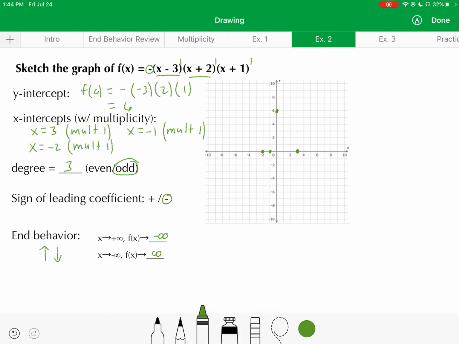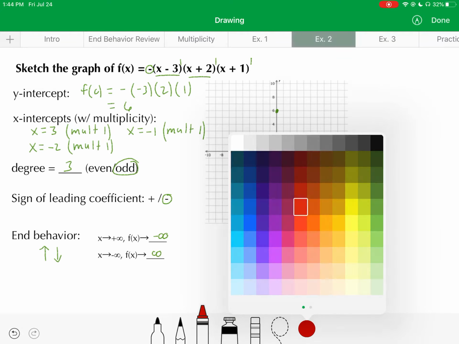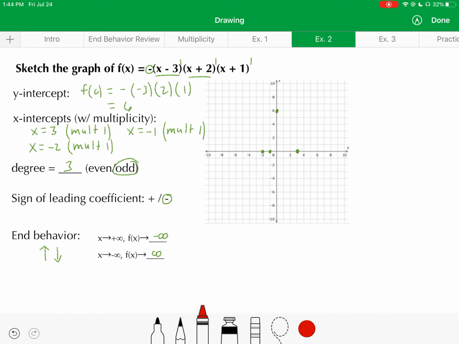All right, now we've got plenty of information that we can draw a reasonable sketch for this curve, okay? We know we're supposed to start high on the left, finish low on the right, and because all of these x-intercepts have a multiplicity of 1, we should be crossing through each of the x-intercepts like a line. So the curve's going to be doing something like this, most likely.